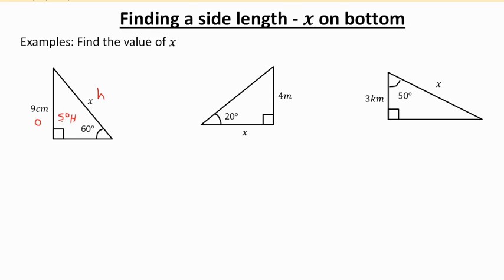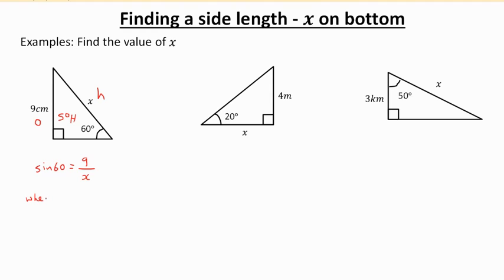So sine of the angle, so sine 60 is equal to the opposite. And since 9 is on the opposite side, 9 goes on top, and that's over the hypotenuse, which we've got x on the hypotenuse side. So this time when we set it up, x comes out on the bottom.